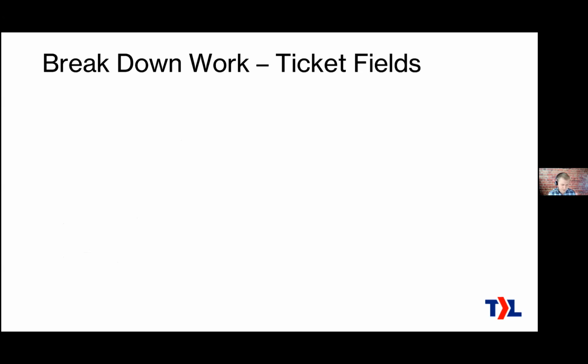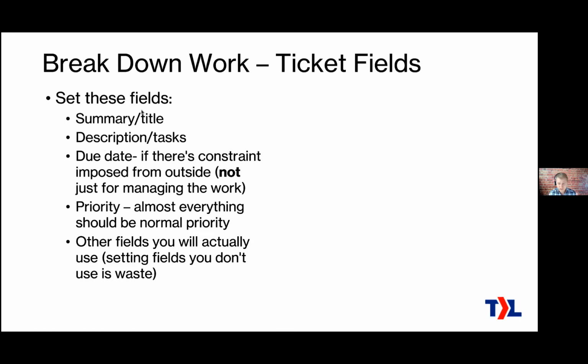Okay, so when you're breaking down the work, what you're actually doing is probably making tickets in your PSA for the project that you made. So what fields do you actually use here? I want to help you figure out what you've got to use so you don't waste a lot of effort on things that don't help. So obviously you're going to use the summary and the title. Obviously you're going to fill out the description and the task list. If you use checklists, you want to do that.